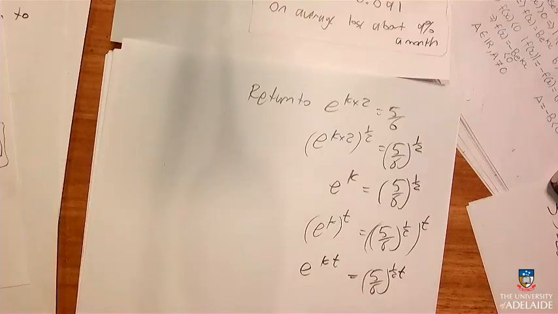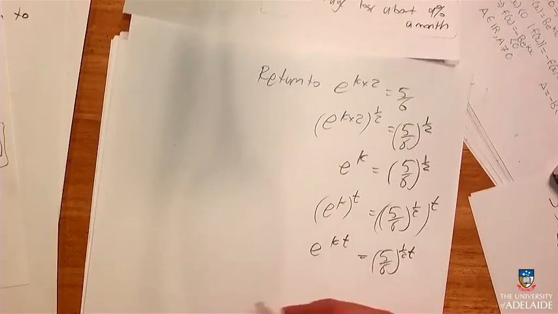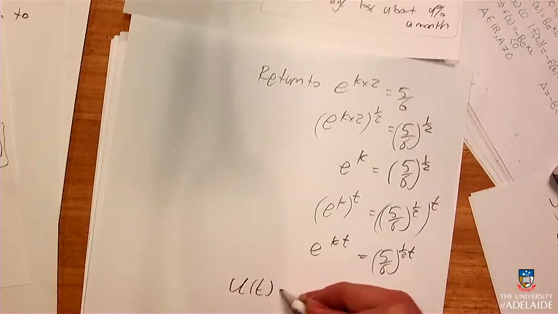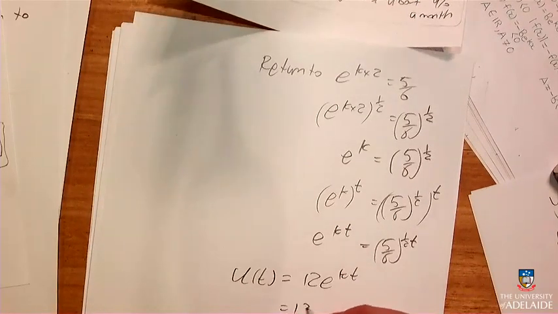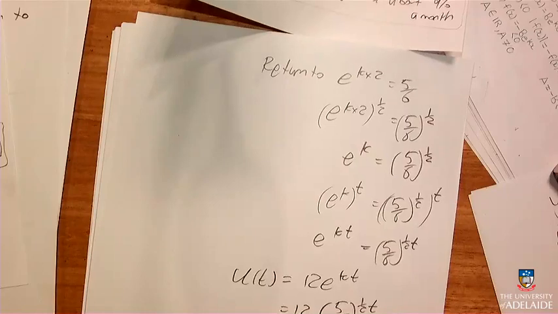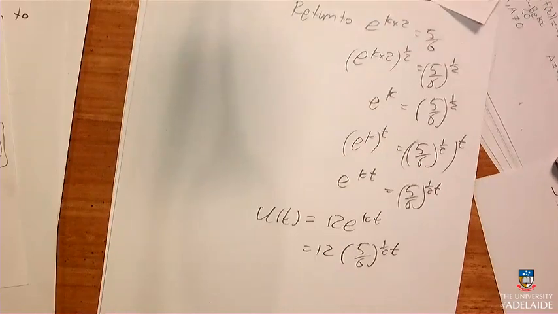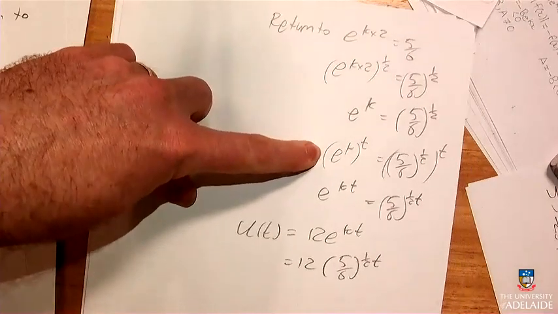which I think is awesome, because that means that u of t is 12 e to the kt, which is now 12 times 5/6 to the half of t, and I don't need k. It's all in terms of powers instead, which means I don't have any round off error when I put it in my calculator. Yeah? The fourth one from the bottom, is that e to the power of k to the power of t? Yep, sorry.